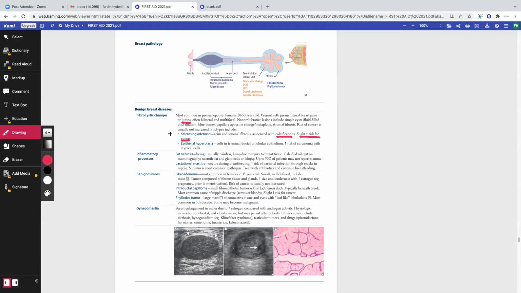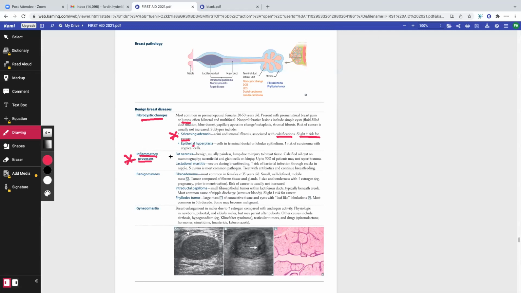So this is the only thing you have to remember: fibrocystic changes are most common. They are benign, they are bilateral, they are multiple, and there are two subtypes. You have sclerosing adenosis and epithelial hyperplasia. Sclerosing adenosis is increased risk for cancer, that's it. Next one is inflammatory processes.